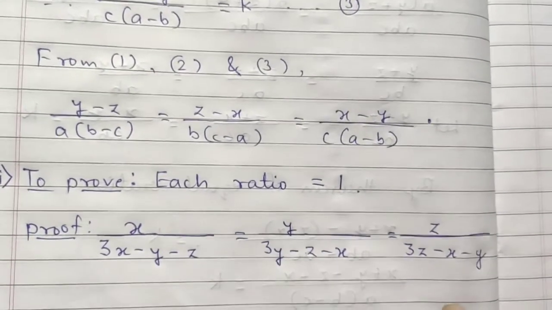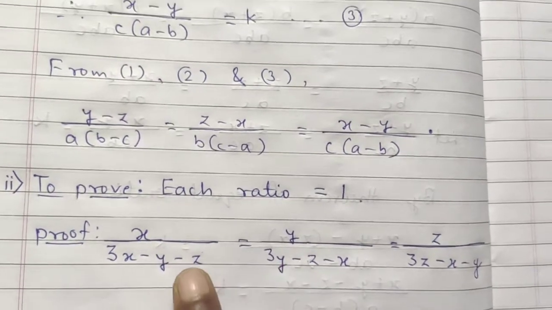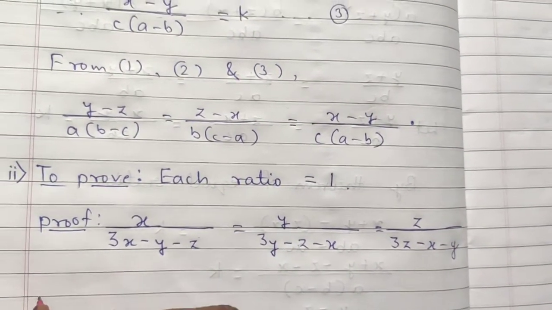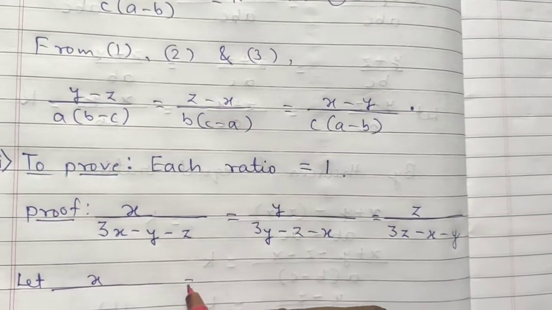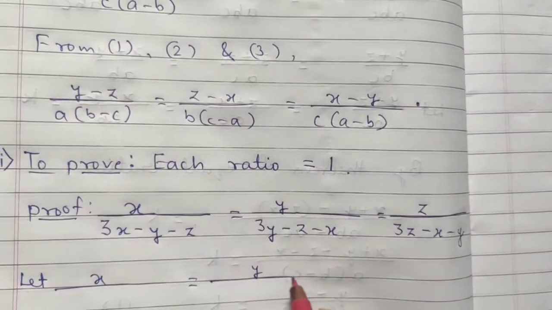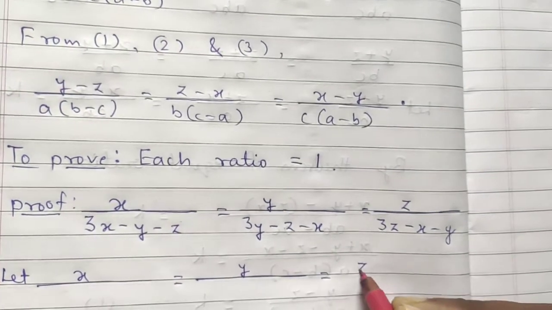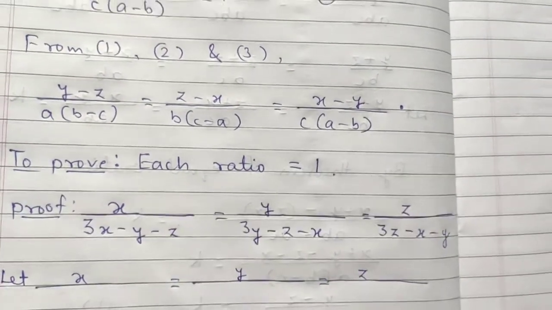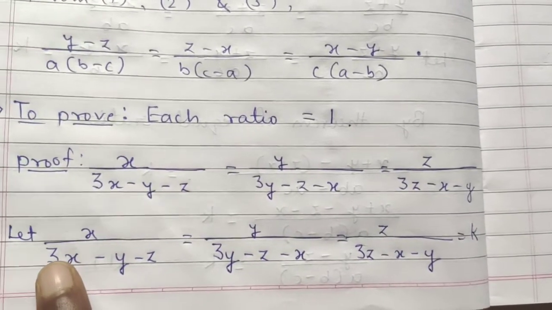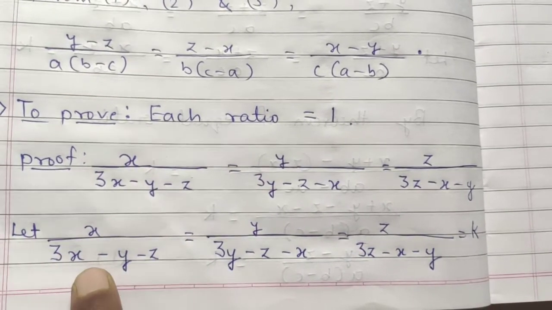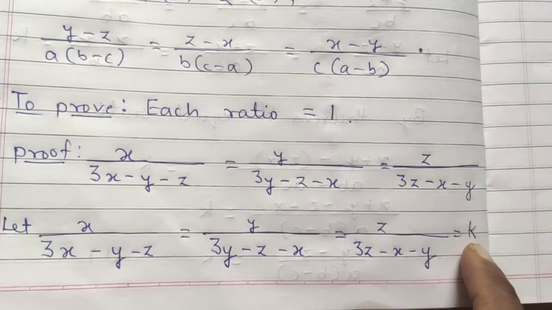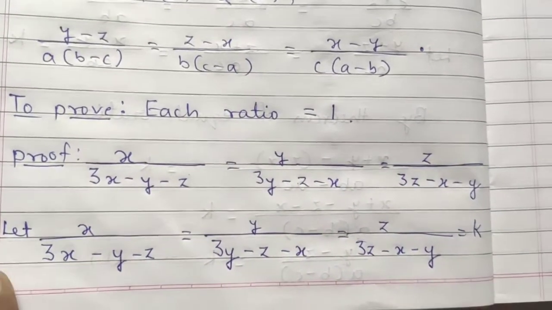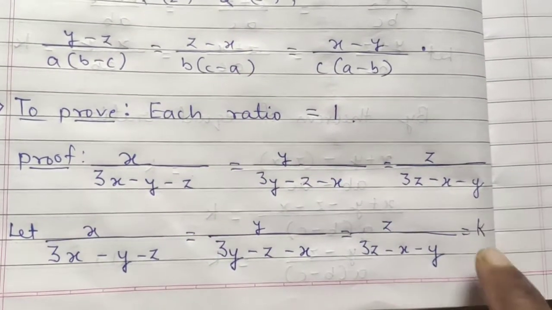Now in the next step we are going to consider that all the ratios are equal to k. So let x upon 3x minus y minus z equal y upon 3y minus z minus x equal z upon 3z minus x minus y equal to k. So this is given to us, and we have considered that each ratio is equal to k.